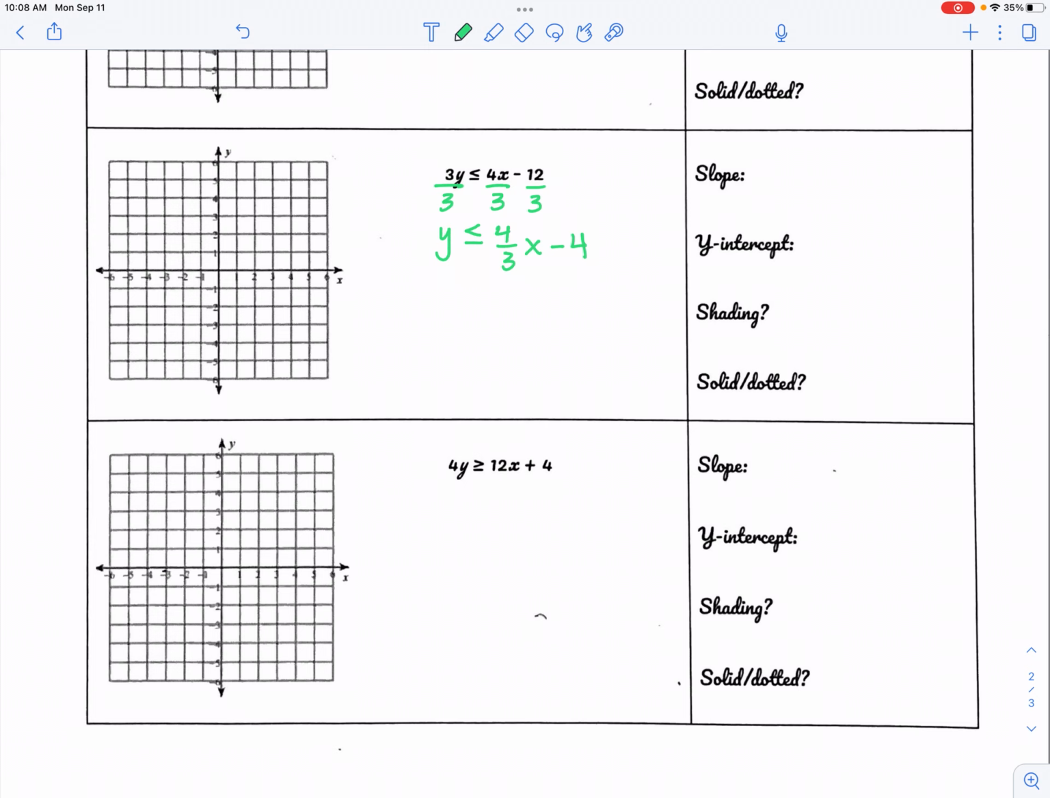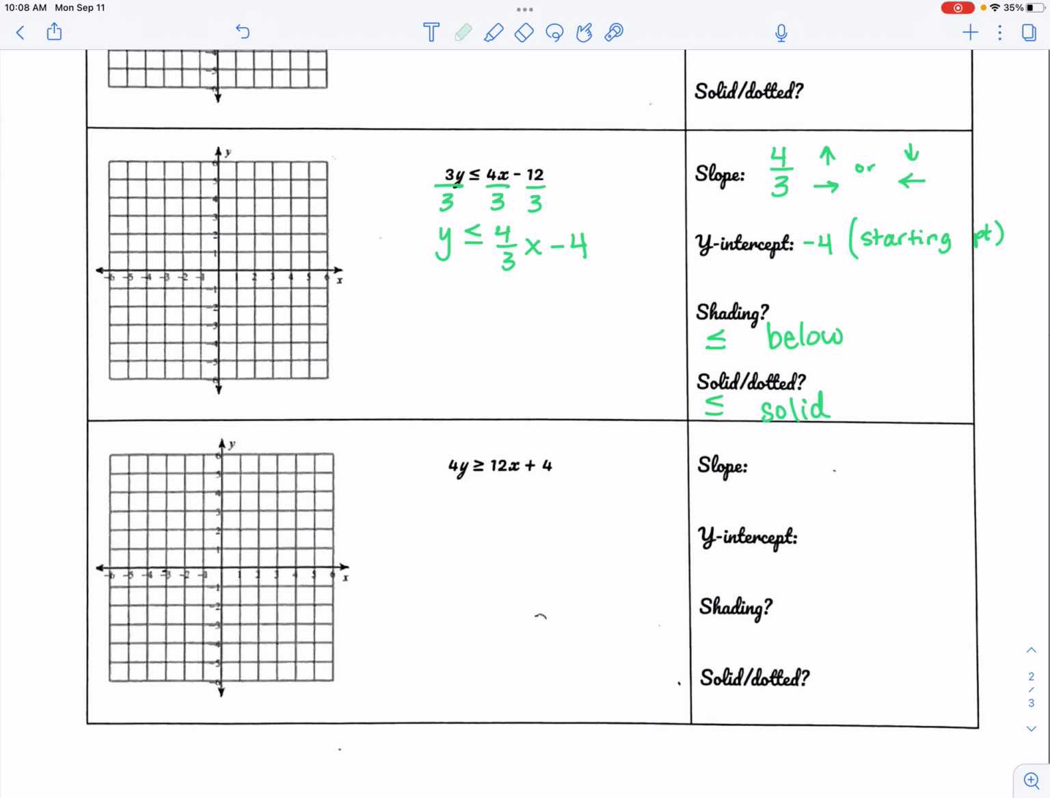My slope is 4/3. My y-intercept is -4. Again, don't forget, that's my starting point. With my 4/3, I can go up 4 and 3 to the right, or down 4 and 3 to the left. Looking at my inequality, less than or equal to, we're going to shade below, and my line is going to be a solid line.